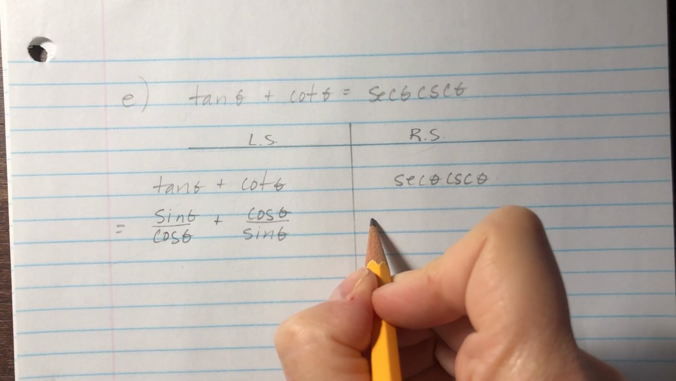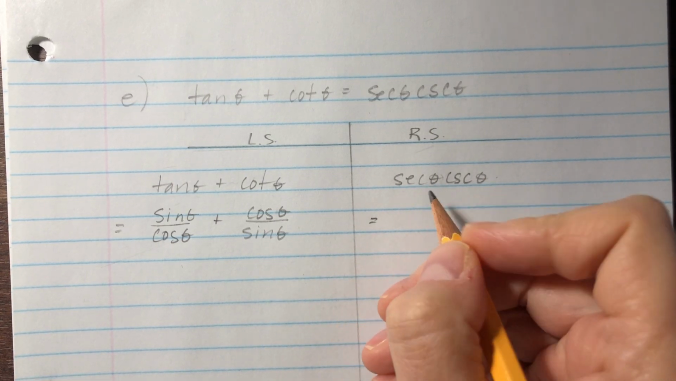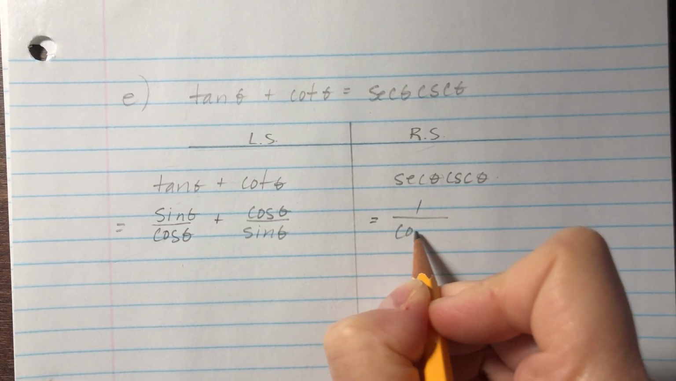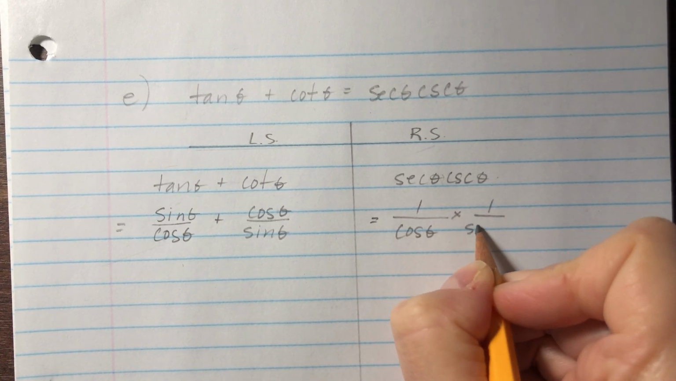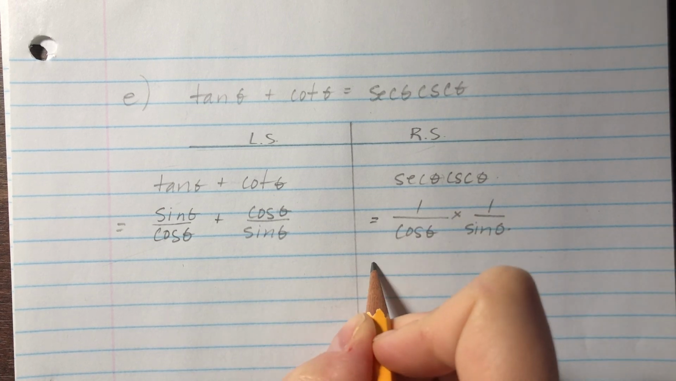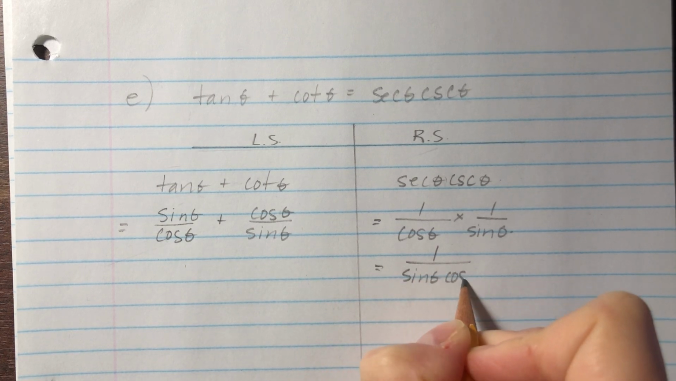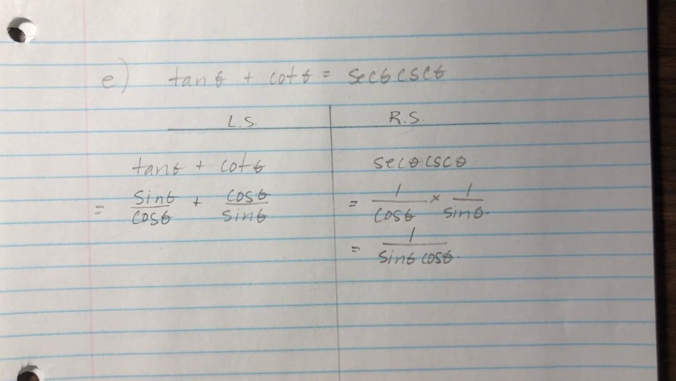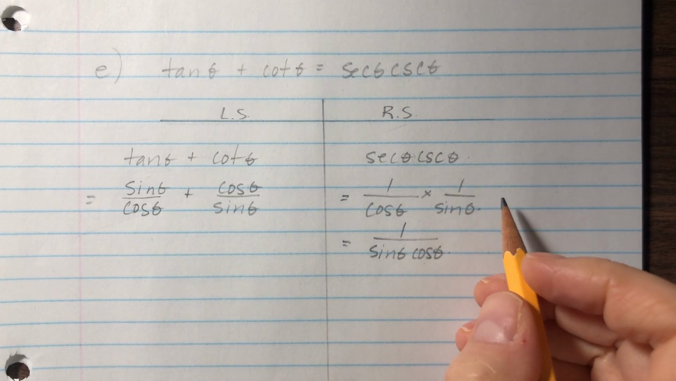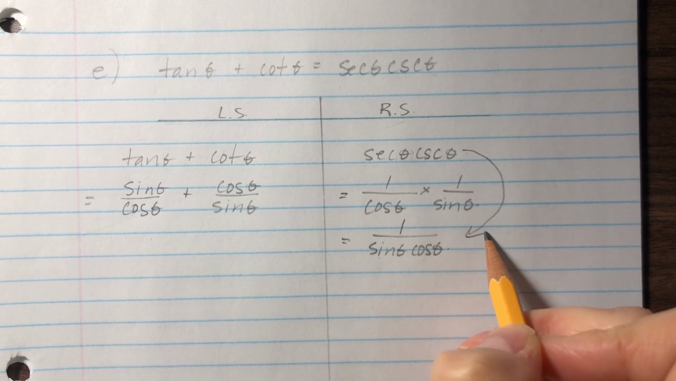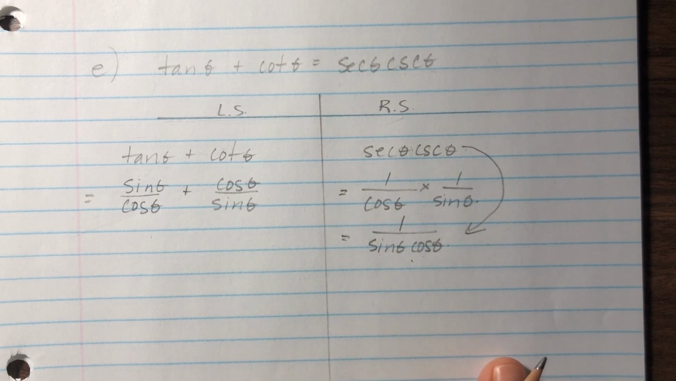Okay, on the right side, I know that secant theta is the reciprocal of cosine, so it's 1 over cos theta. And I know that cosecant theta is 1 over sine theta, which would give me 1 over sine theta times cos theta when I multiply the numerators and denominators. Now we usually write sine before cosine. And you can go directly to this step if you recognize that sine and cosine, when you take the reciprocals, will end up in the denominator.